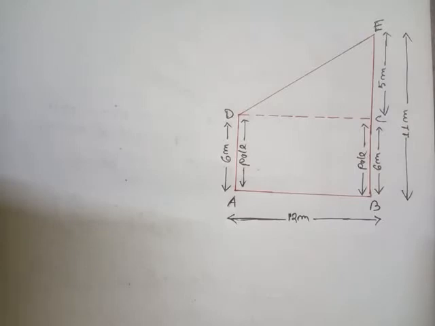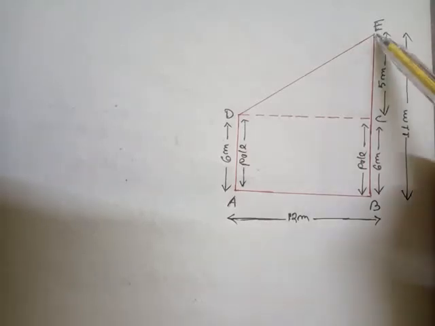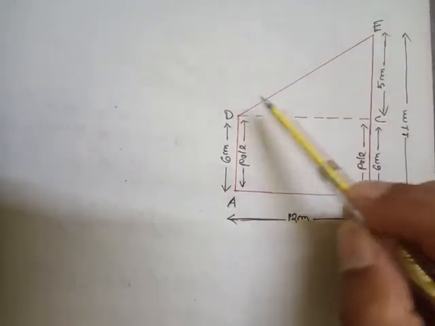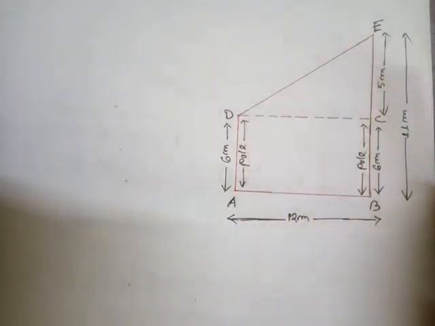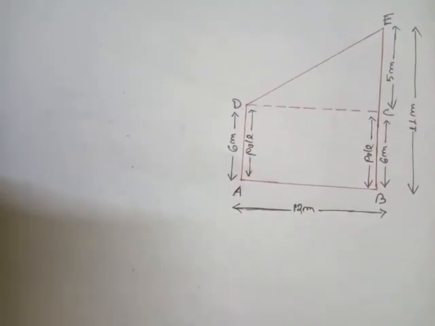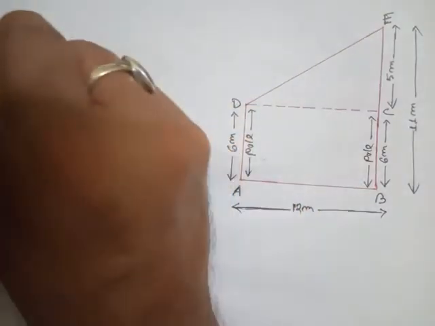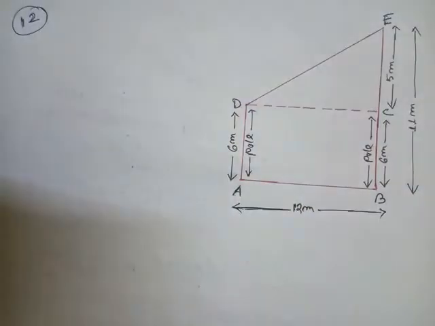If the distance between the feet of the poles, this is the feet of the poles, and distance between this is 12 meter, then find the distance between their tops, which means this one and this one. I repeat again, this is the top of the first pole, top of the second pole. We have to find out the distance between these two, which means D and E. Now look, students, here this is question number 12, so I'll write down here question number 12 and we'll start the solution.